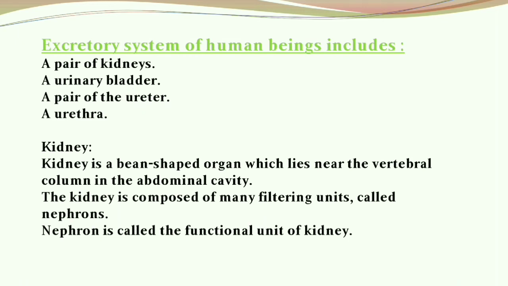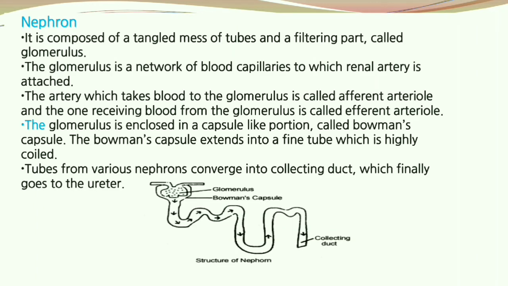Coming to the kidney. Kidney is a bean-shaped organ which lies near the vertebral column in the abdominal cavity. The kidney is composed of many filtering units called the nephrons. Nephron is called the functional unit of the kidney. The nephron is composed of a tangled mess of tubes and a filtering part called the glomerulus.